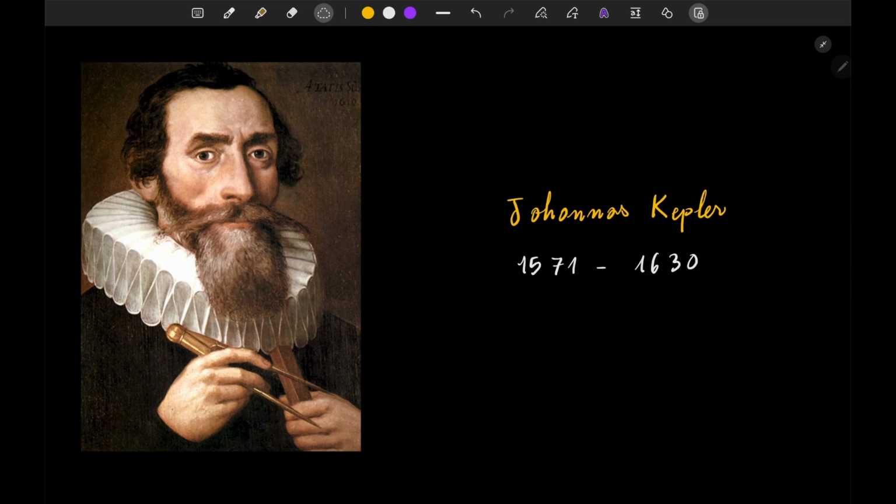Johannes Kepler, and I'm sorry if I butchered the name, lived from 1571 to 1630, and this man managed to do something very fabulous. Just from the analysis of enormous amounts of data about planetary motion, he managed to come up with 3 laws that encapsulate all the complexities of planetary motion, called Kepler's laws.